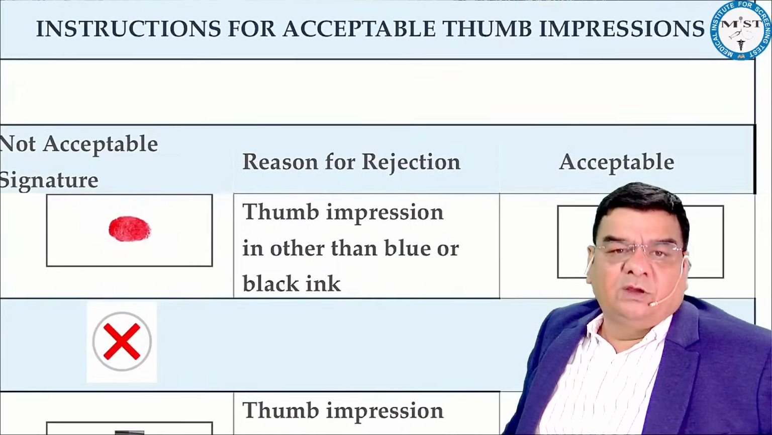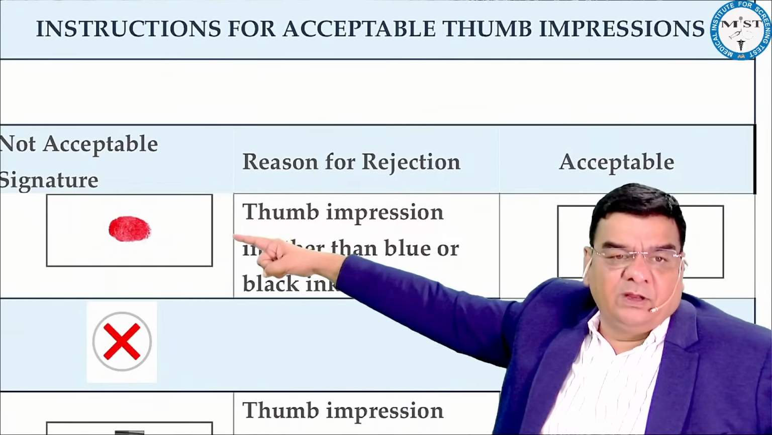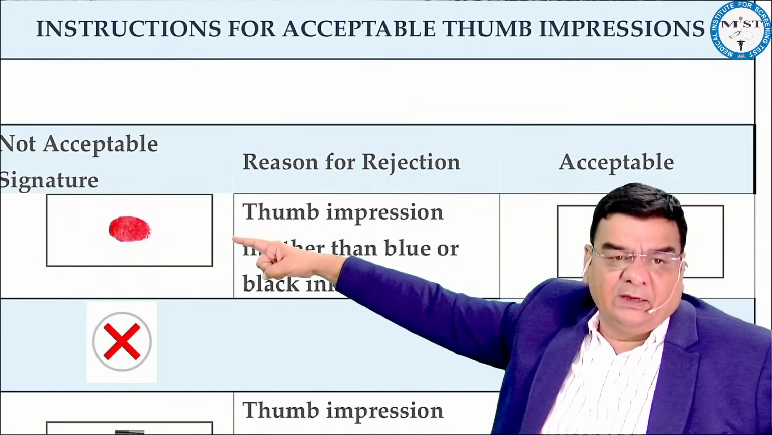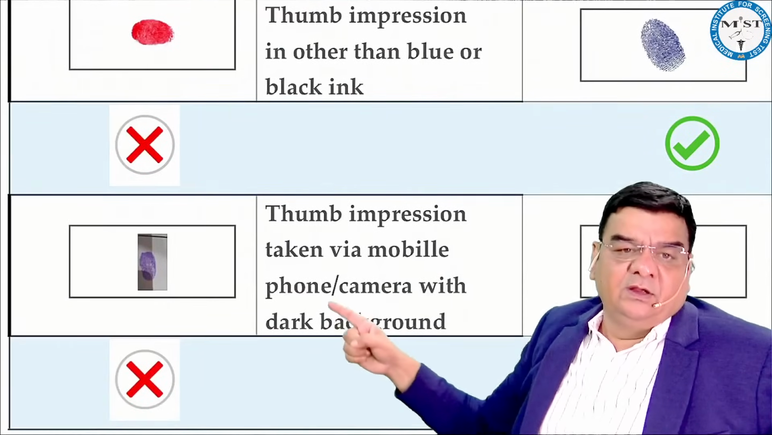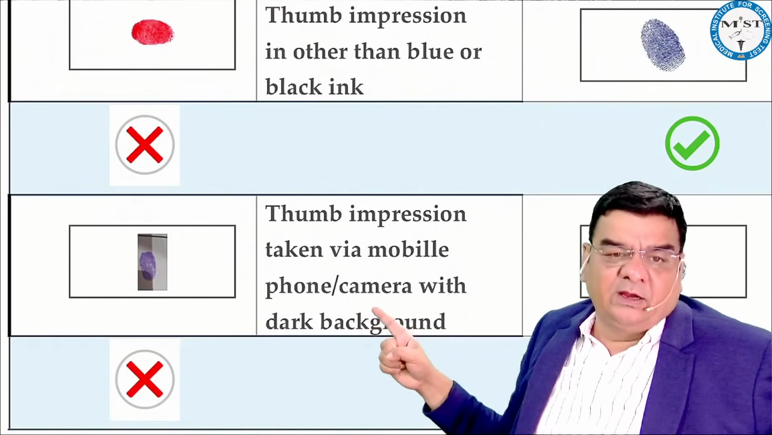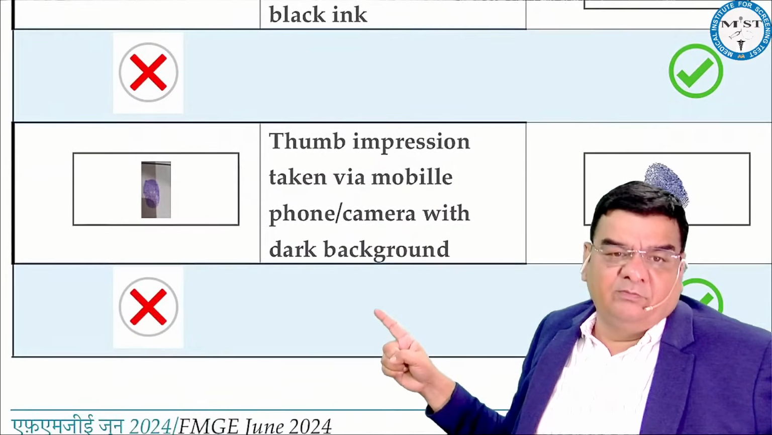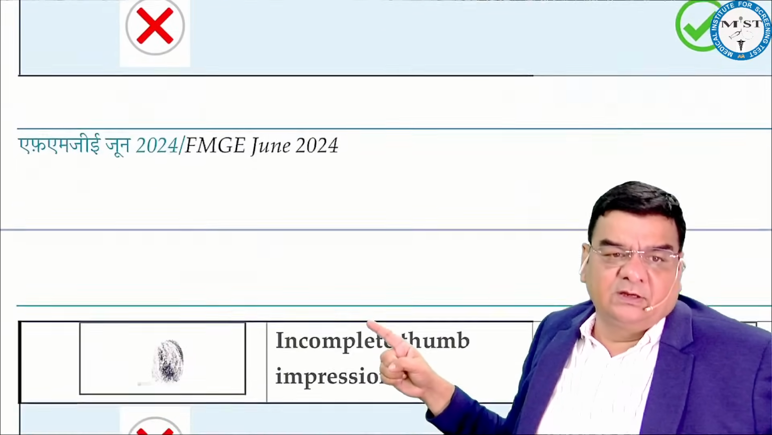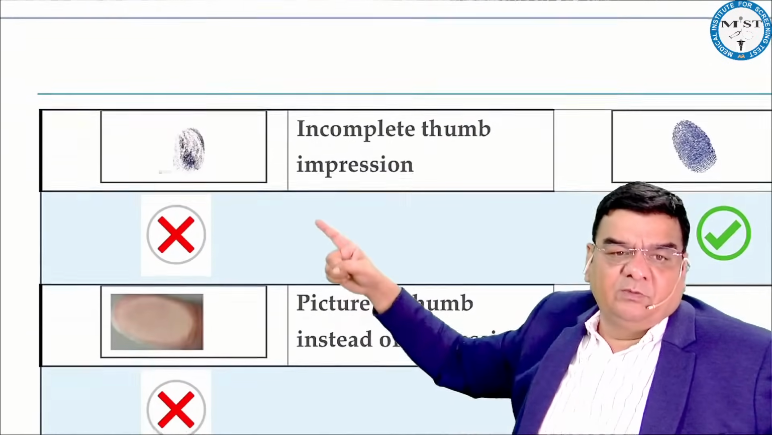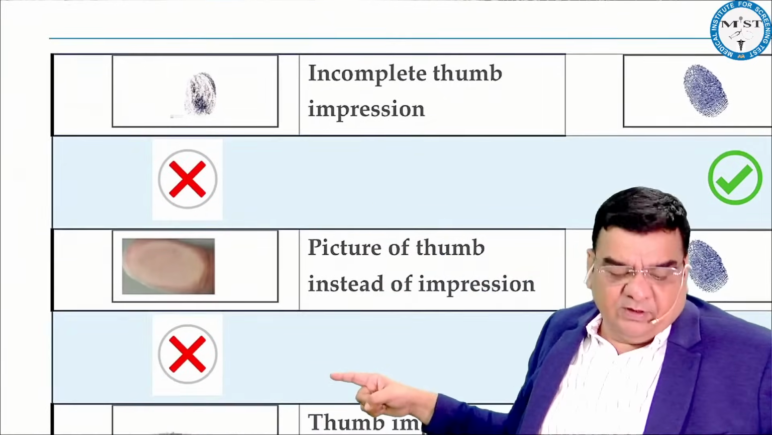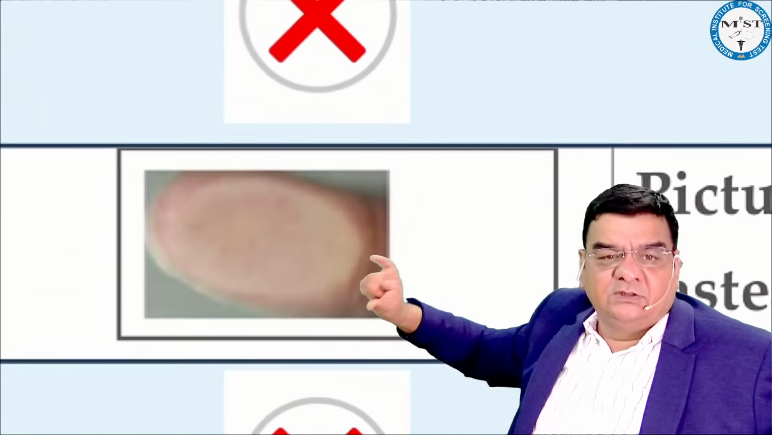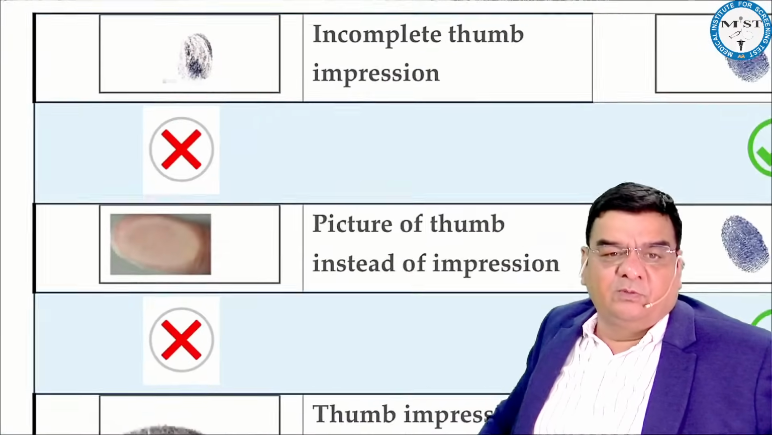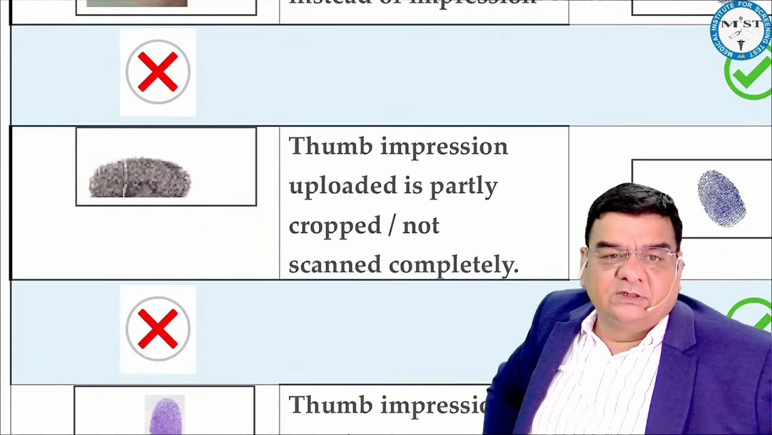Now, for thumb impressions, beta, it should not be red ink, it should be blue or black ink, right? So be careful, red ink will be rejected. A thumb impression taken by mobile phone or camera with a dark background is also rejected. Incomplete thumb impressions are rejected. Here somebody has taken a photograph of the thumb instead of the thumb impression and uploaded it. So all these things are not allowed.